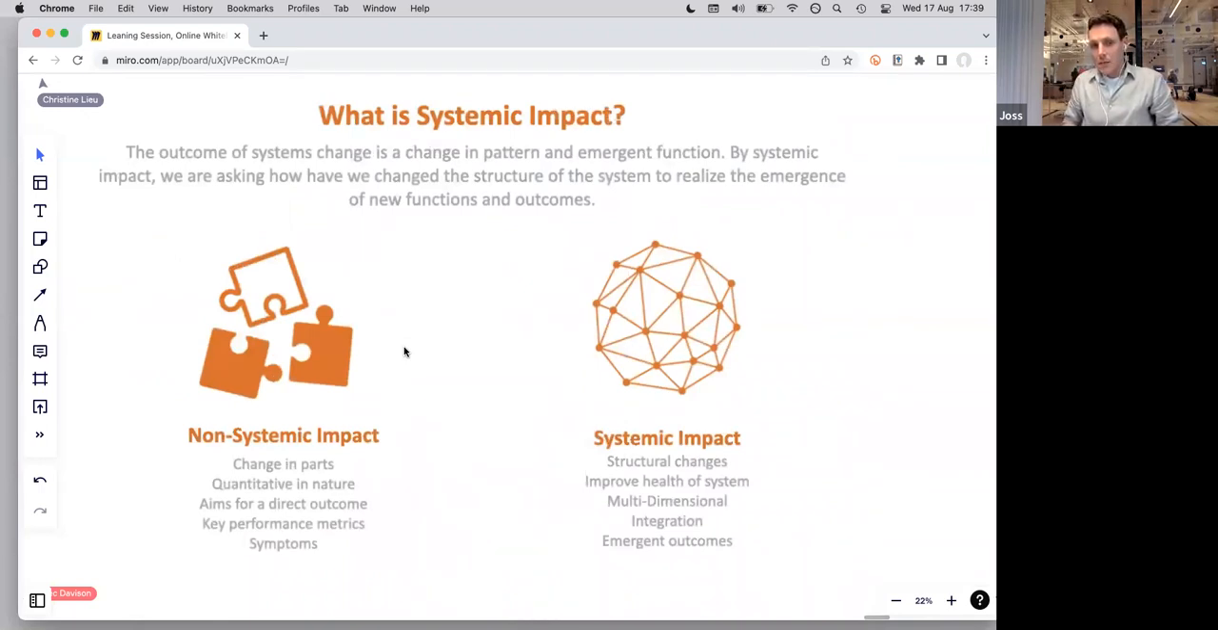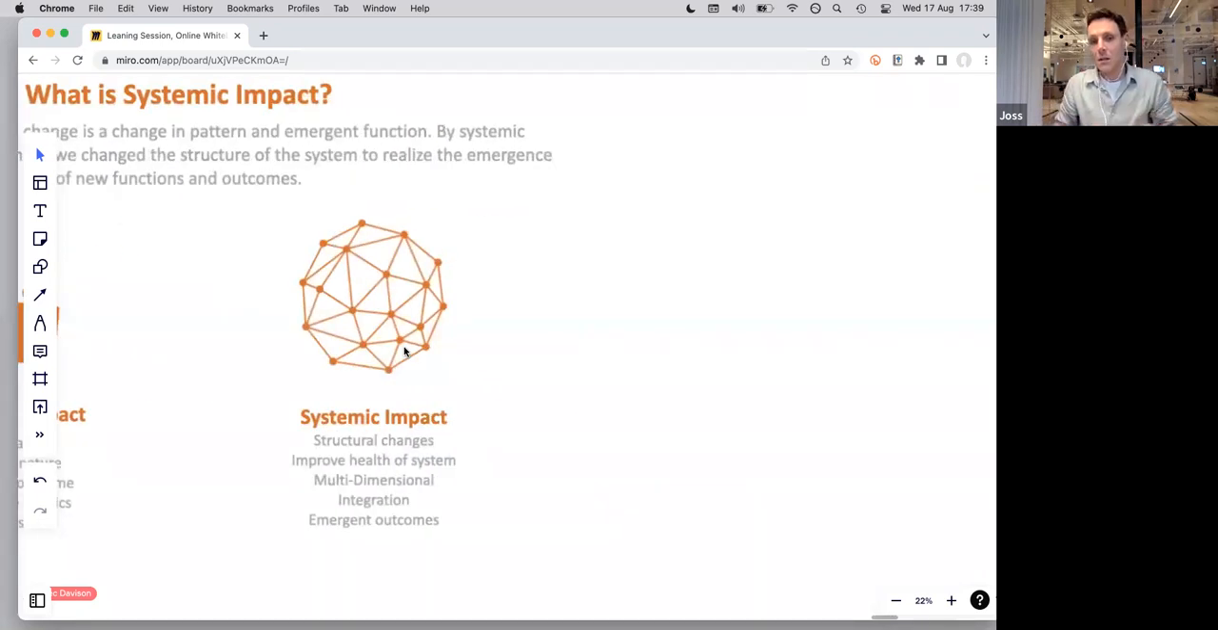Non-systemic impact and assessment is about changes in parts. It's quantitative in nature. It aims for direct outcomes. It's linear thinking, key performance metrics, and it's quite symptomatic, really. Systemic impact assessment, system change, is about changes in the structure of a system. So that's what we really should be assessing here. And it's about improving the health of the system. So again, that's what we would really want to be assessing.